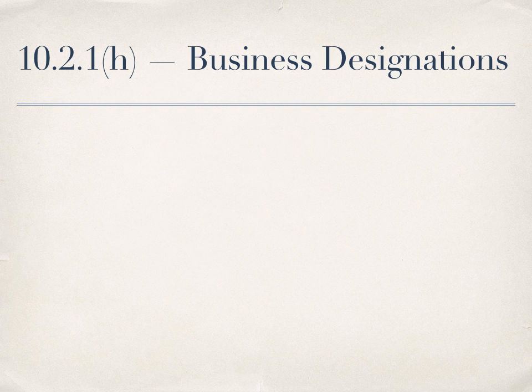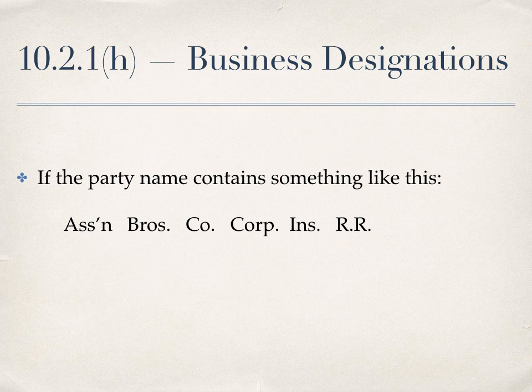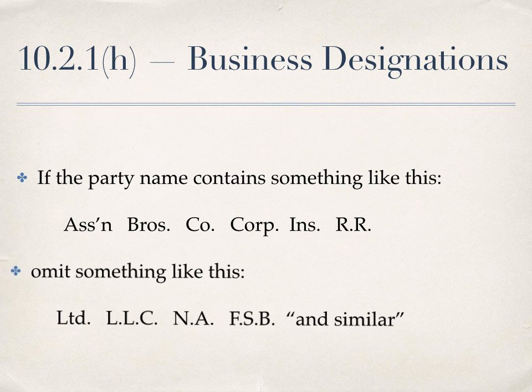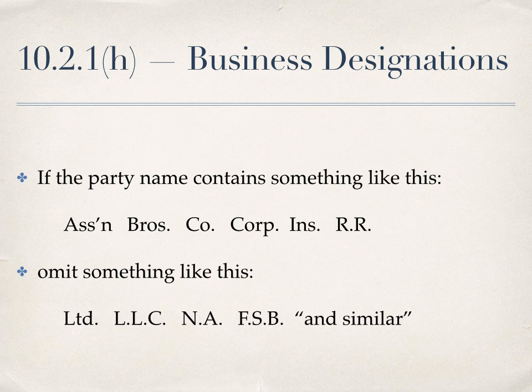(10.2.1h) governs duplicate business designations in a case name. Under this rule, if your name contains a term such as association, brothers, company, corporation, or railroad, you should eliminate the second business designation, such as limited, incorporated, LLC, NA, or FSB.